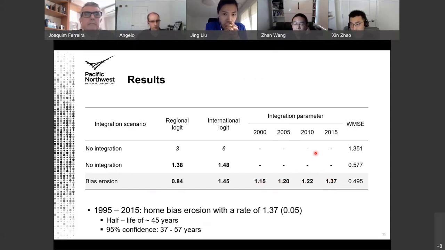And also, if you see this 2010 value, the increase from the previous period was relatively small compared with other periods. That likely reflects the food crisis around 2011 and also the period around 2010. But when we compare this scenario.